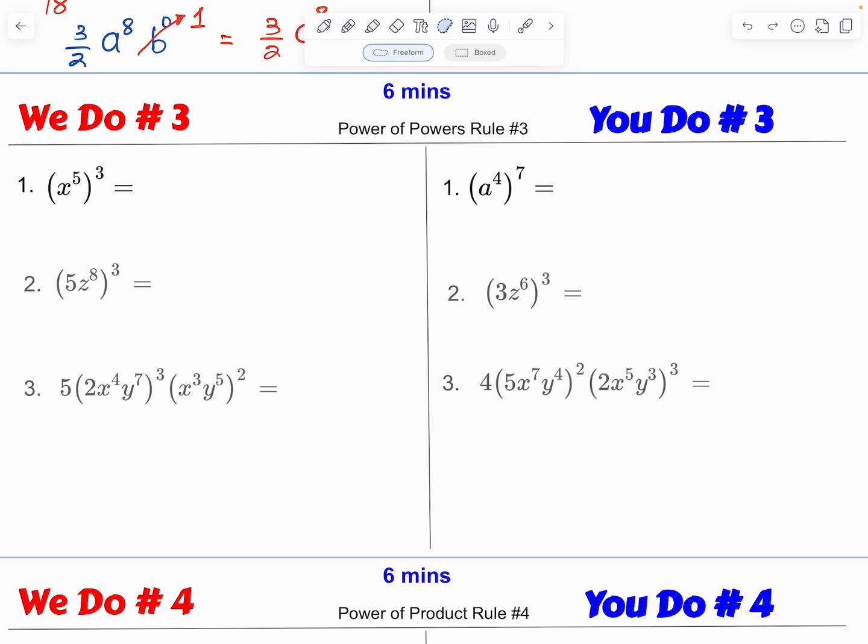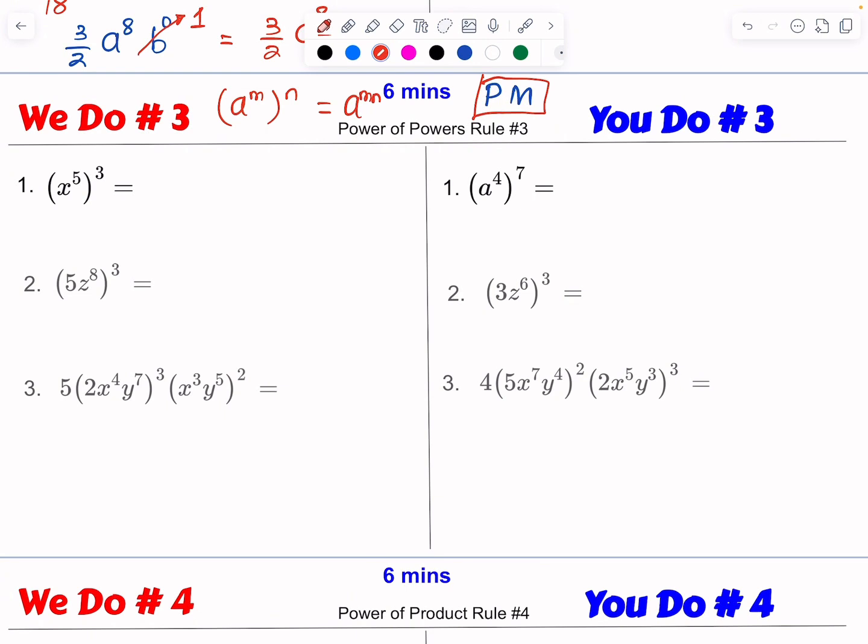And then for that power of power rule, we said that if you have, for example, a to the power of m, all to the power of n, what are you going to do to the power? You are just going to multiply the power, or you multiply the exponent. And that one, I said, if you have a power, you should multiply.